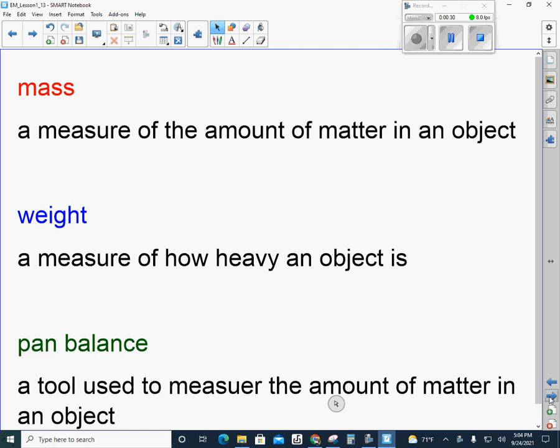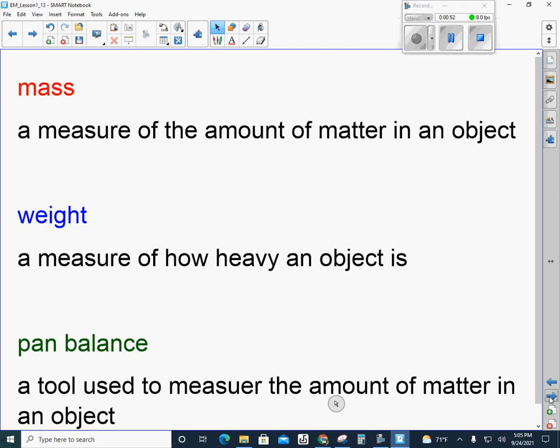Honestly, these two definitions are very, very similar, and a lot of times you're going to hear me ask what is the mass of something, and I might use the word weight. There are slight differences, but for our purposes, mass and weight are very close to the same thing.